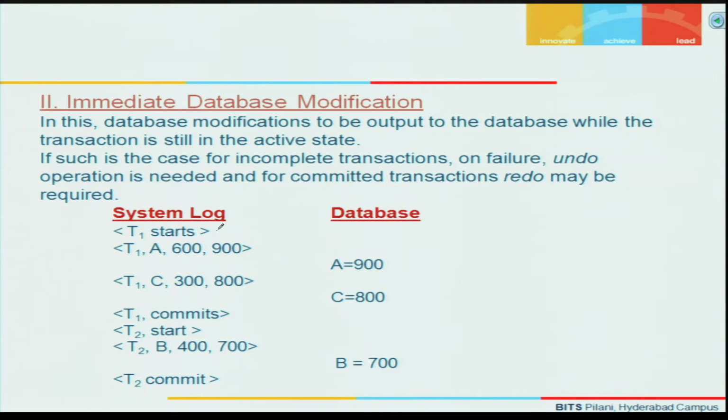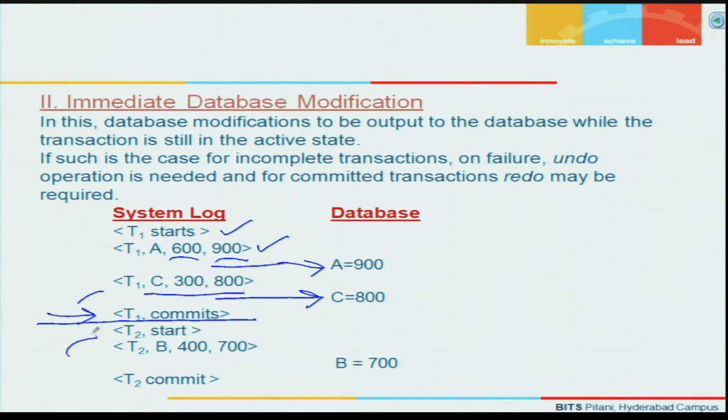Let us have a look at this. T1 has started, T1 has modified A, old value is 600, new value is 900. Immediately, without waiting for the transaction to commit, the updates are made to the database. Then T1 modifies C with these values, and immediately after that the updates will be made onto the database. Then T1 commits. The commit record will be inserted into the log. Then T2 starts, T2 modifies B and T2 commits. Let us assume that there is a failure here. Then in immediate modification, when a transaction fails, we will need both redo and undo operations.